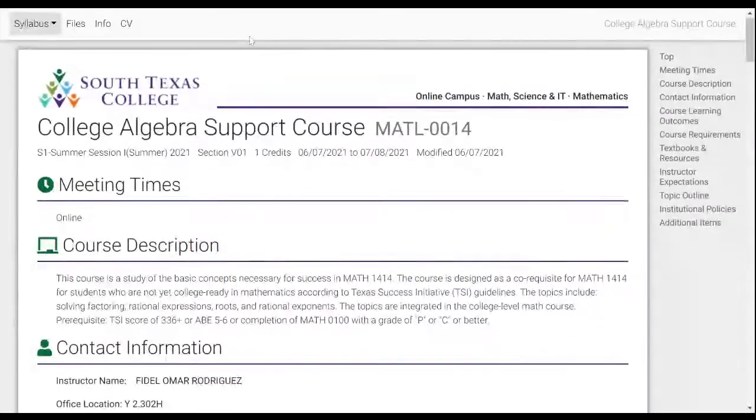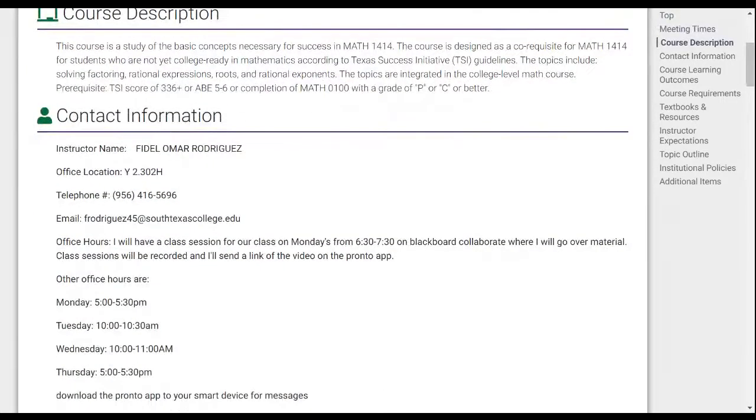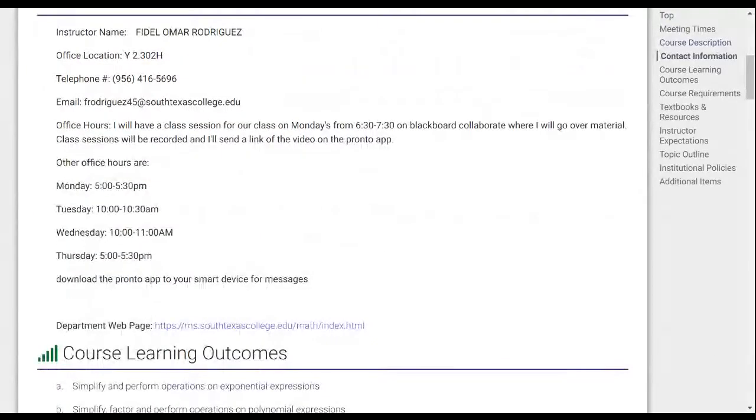Okay, here we go. So here's the course syllabus. So guys, meeting times, we're obviously online, right? So the only thing I'm doing is the class sessions on Mondays from 6:30 to 7:30. And I'm going to go over material and all that kind of good stuff, right? But here's the course description. It's the same thing that I had in the other one. Here's my contact info. So guys, every Monday night from 6:30 to 7:30, I'm going to be here on Blackboard Collaborate, right? I'm going to go over material.